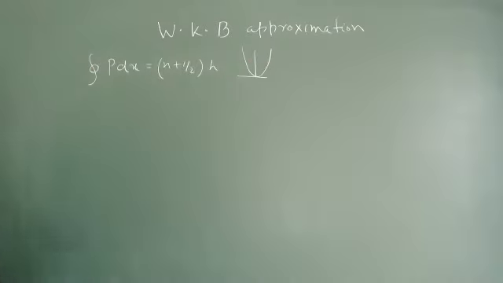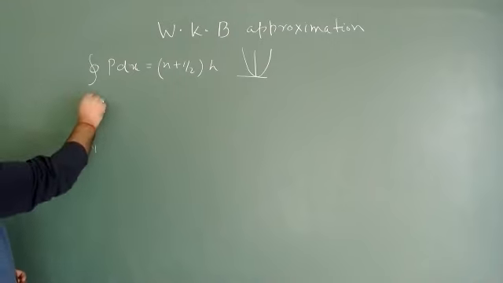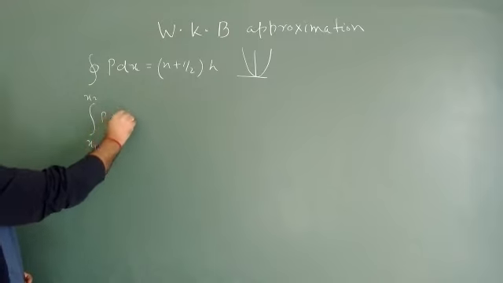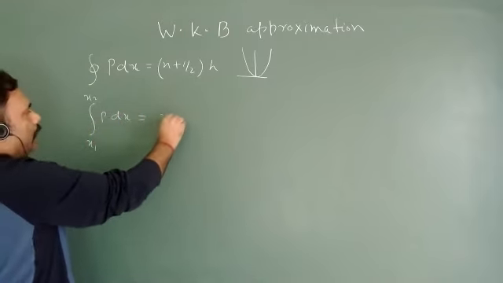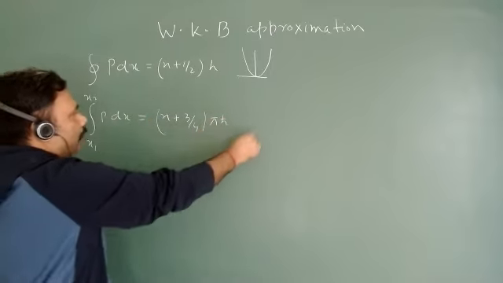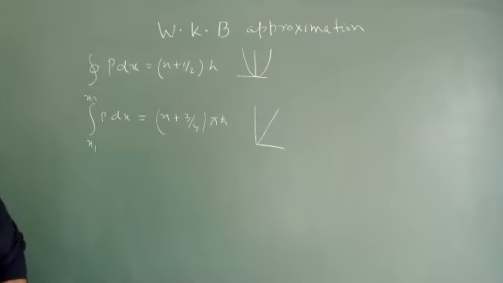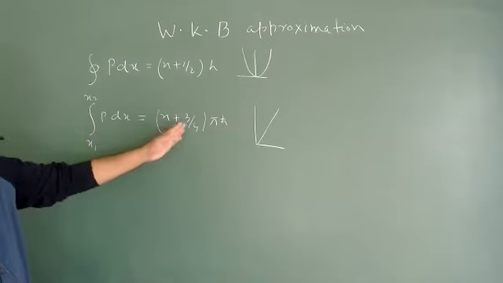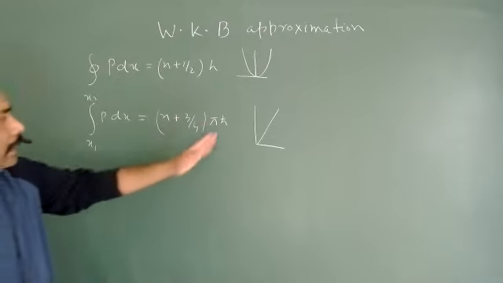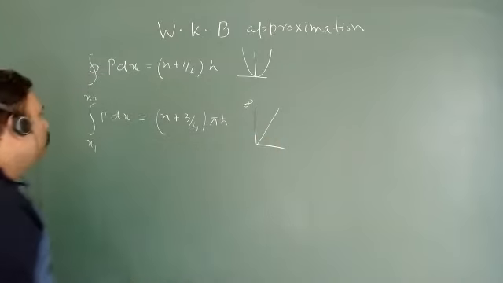The second is about x1 and x2, where the integral of p dx equals (n plus 3/4) pi h cut, and this is for when one boundary is rigid and the other is smooth.